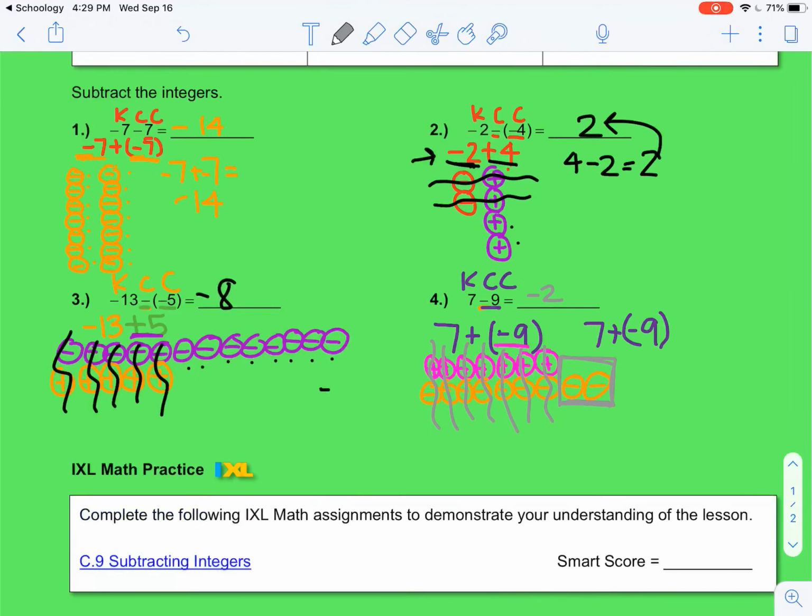Alright, your assignment right now is to complete C.9 on IXL. If you have any questions, please feel free to reach out to me so that I can help you.